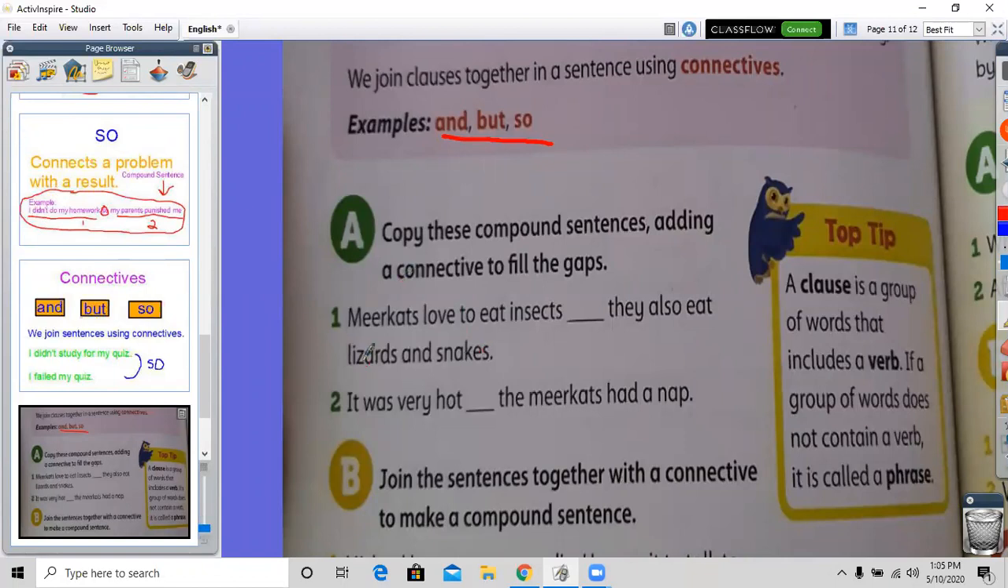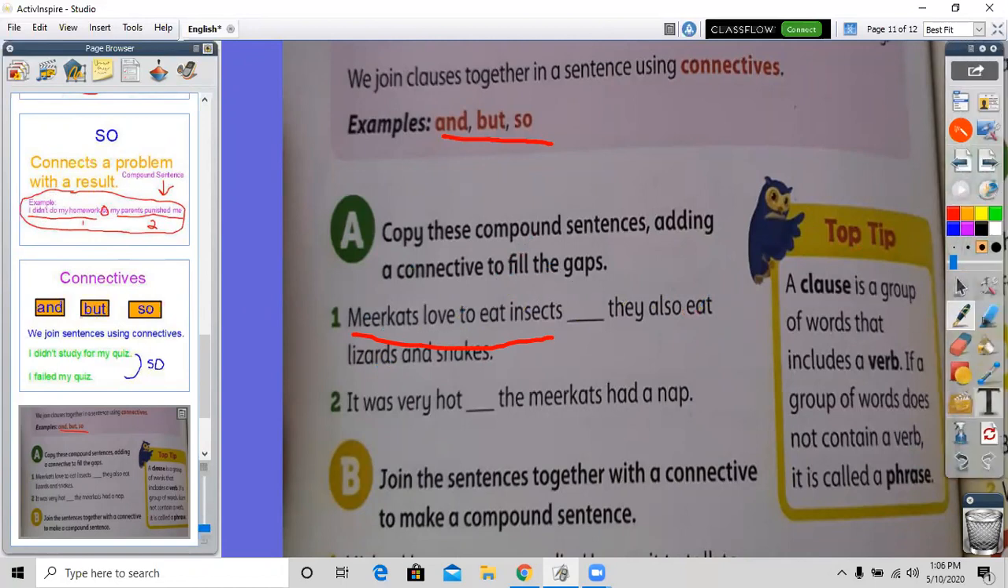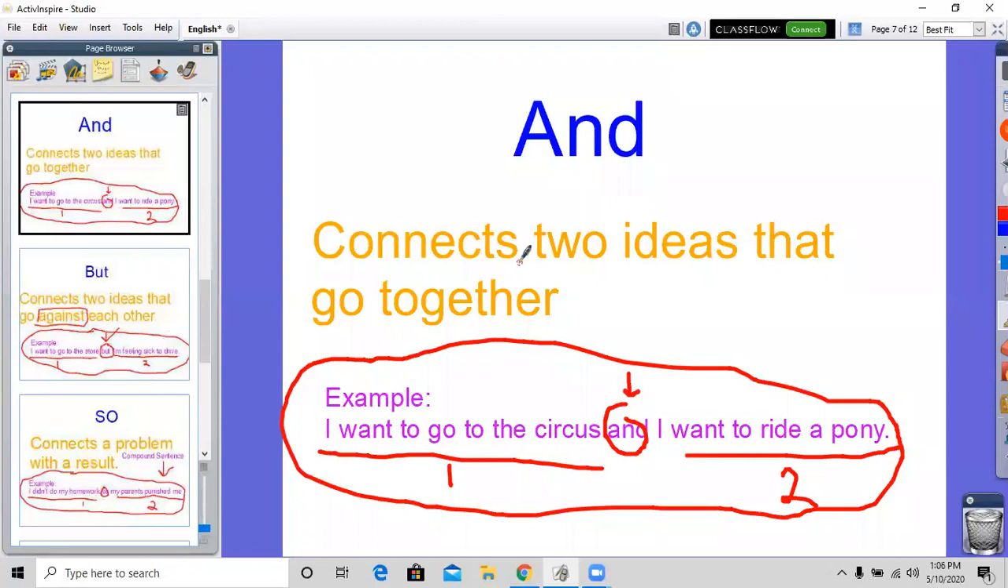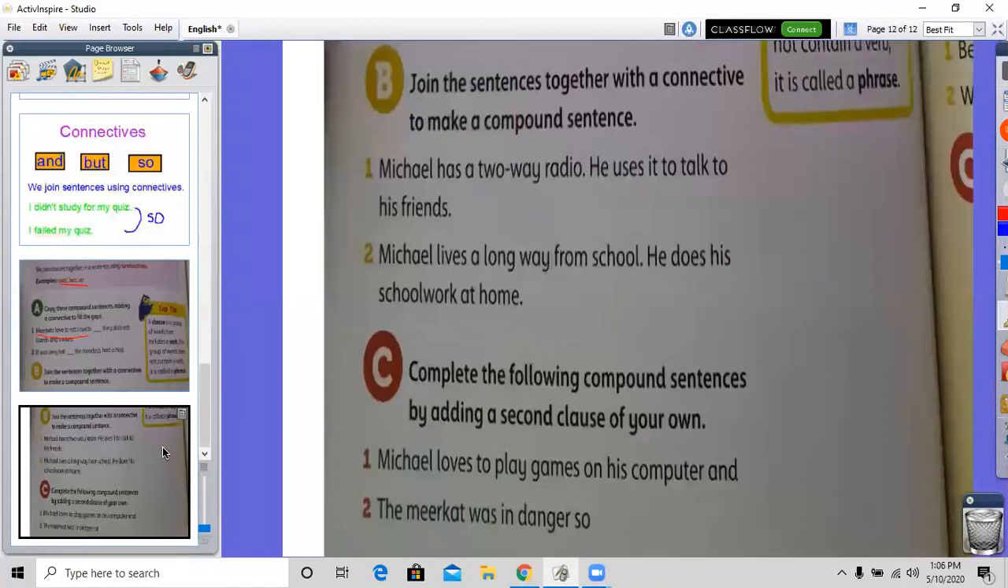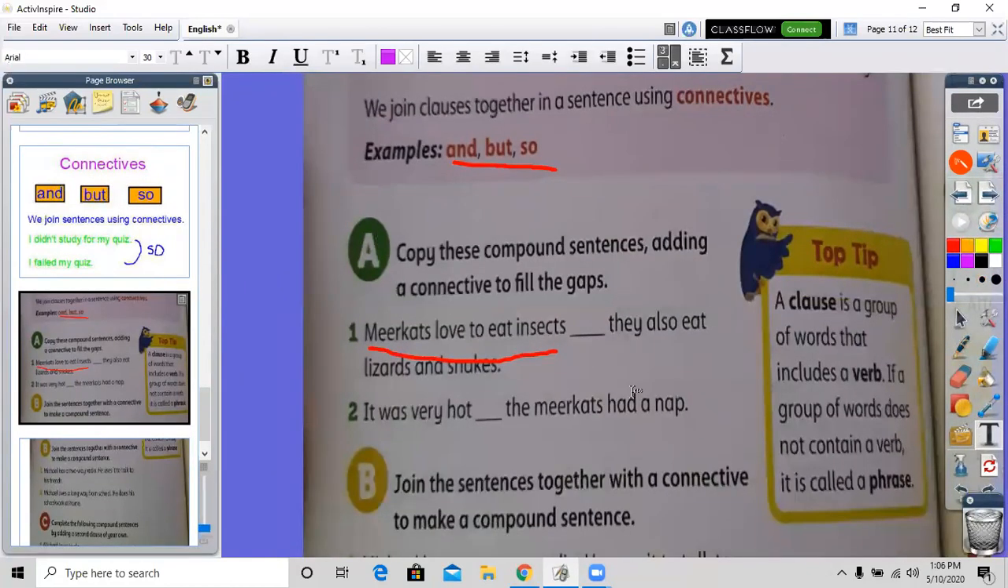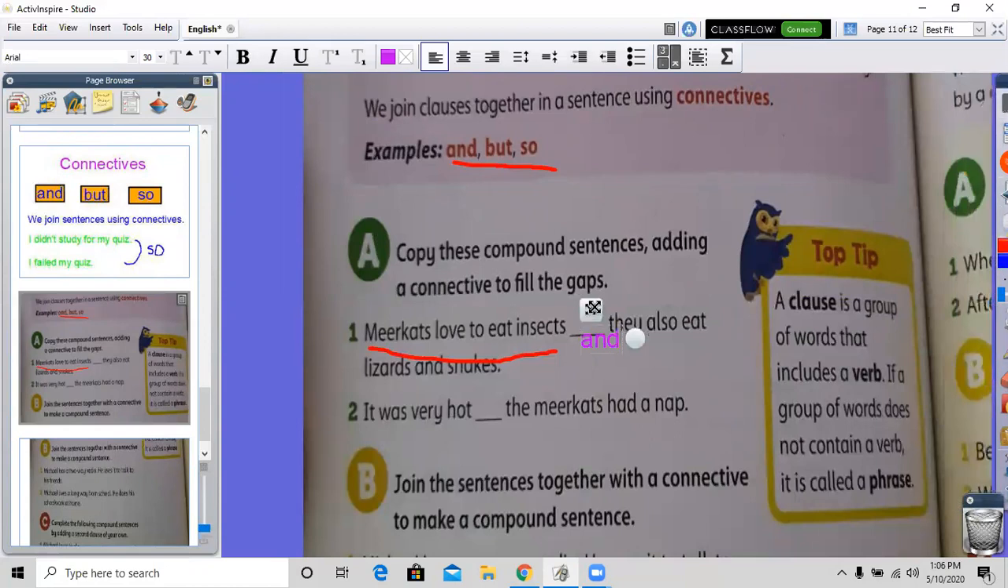So meerkats love to eat insects, a simple sentence. They also like to eat lizards and snakes. So I think we are joining two sentences with two ideas that go together. So we will use the connective and. Both of these ideas go together and we'll join them with the connective and.